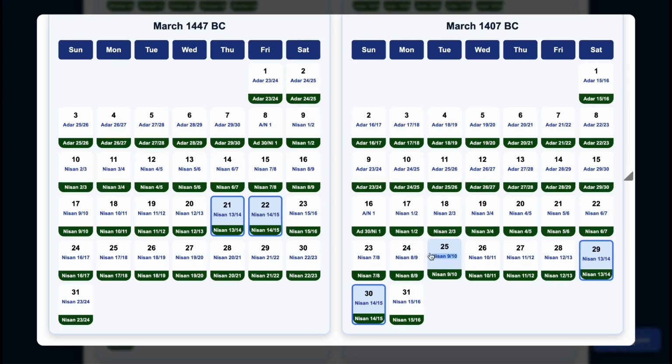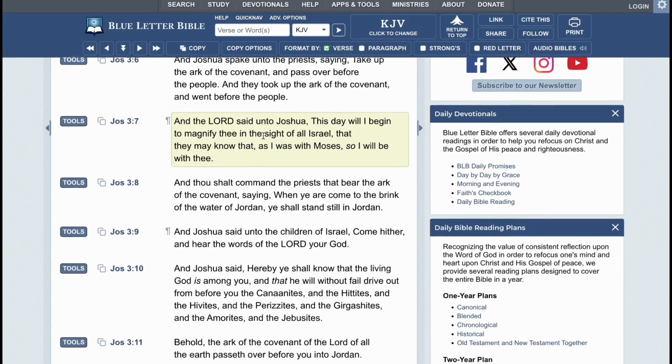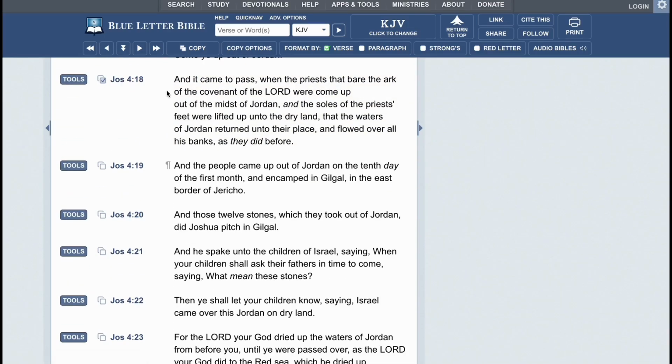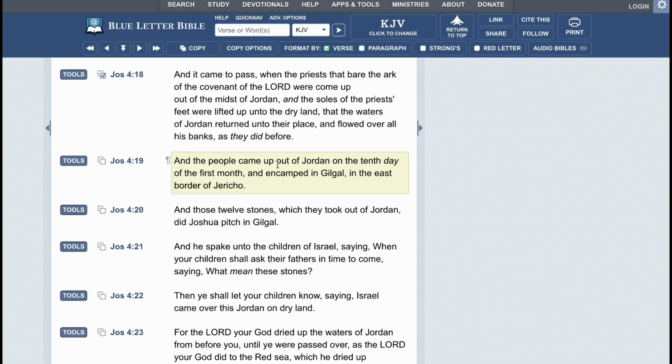Now, what's interesting is the Bible confirms that for us. We read in Joshua 4, verse 18, "And it came to pass, when the priests that bear the ark of the covenant of Jehovah were come up out of the midst of Jordan, and the soles of the priests' feet were lifted up unto the dry land, that the waters of Jordan returned unto their place, and flowed over all of his banks as they did before." So the Bible is letting us know that this is when they crossed over Jordan. "And the people came up out of Jordan on the 10th day of the first month." This is a very important time reference. "And encamped in Gilgal in the east border of Jericho." So this is the 10th day of the first month.